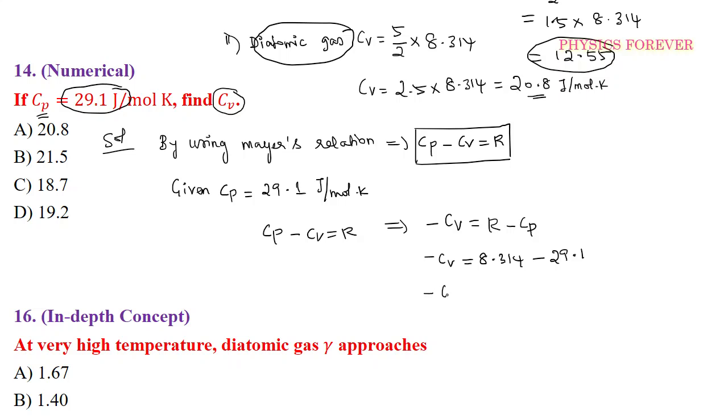So minus Cv is equal to 8.314 minus 29.1. Then we get minus 20.786. Both sides we cancel the minus, then Cv is equal to 20.786. This is the value for specific heat capacity at constant volume. Which one is right? Option A is correct.